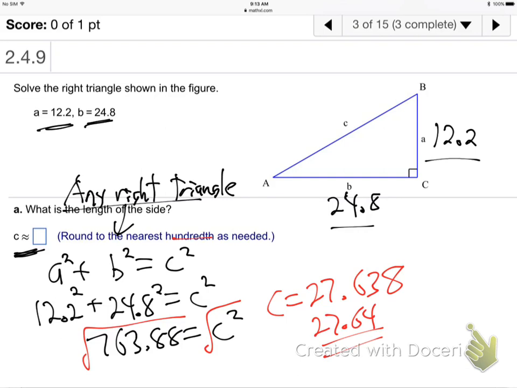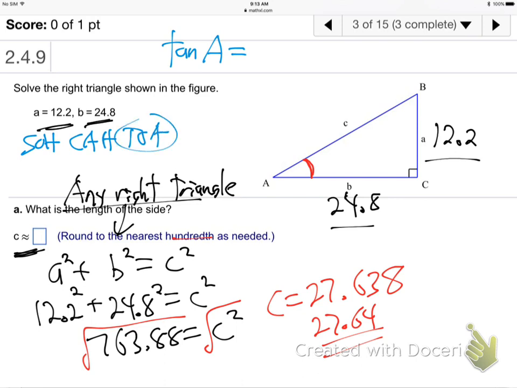So now they're going to ask me for the angles. They're going to ask me for angle A here. So how am I going to get angle A next? How am I going to do that? Yeah. Everybody see that? So you can do tangent. It's a really good idea. So tangent of angle A. Remember tangent, SOHCAHTOA.